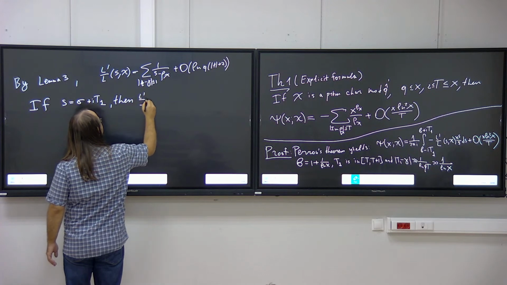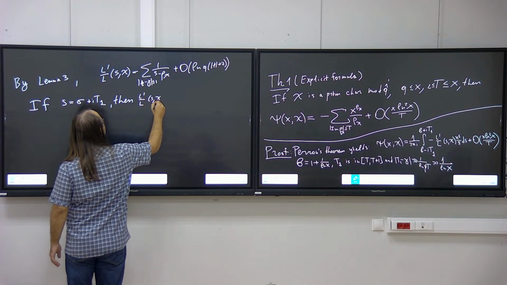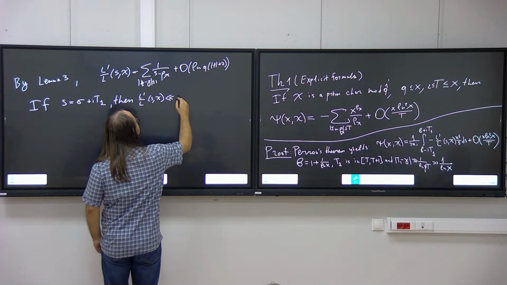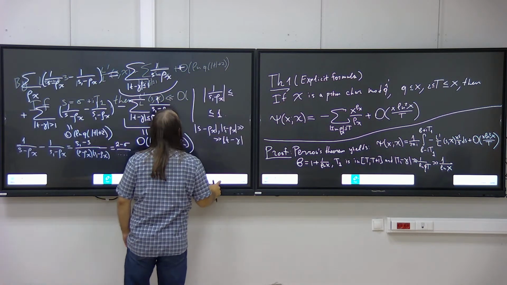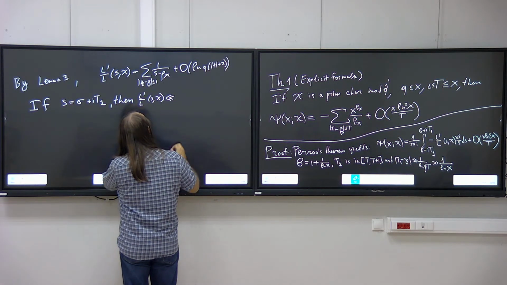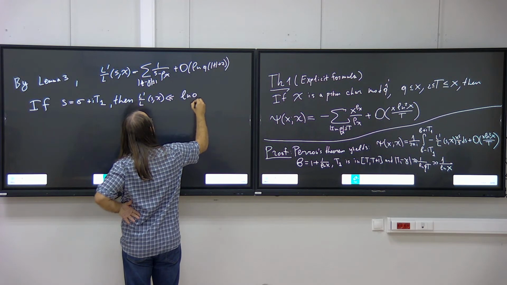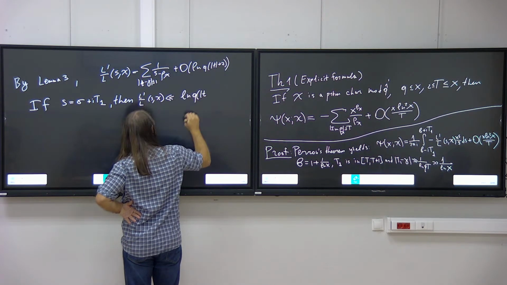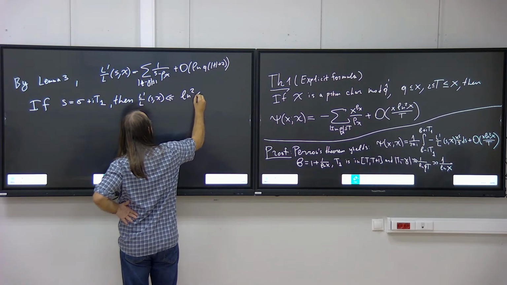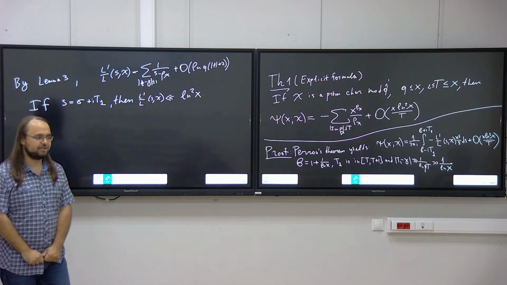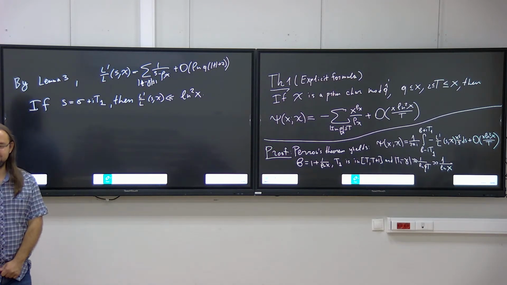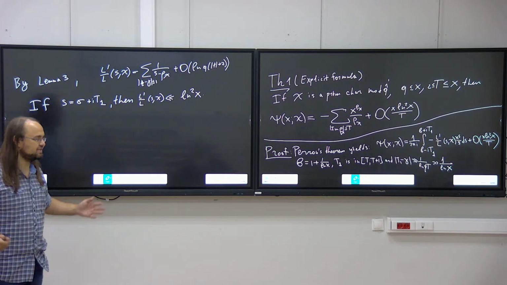Then L prime over L of s, chi is at most, big O, I don't need this big O now, will get you at most log Q. This is excessive. This will give you at most log squared of x, right? So you have at most log summands. Each of the summands is at most log.